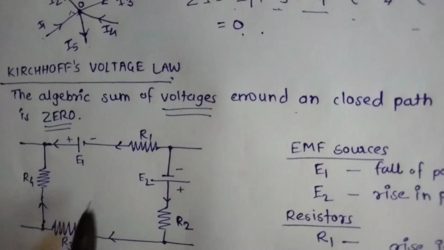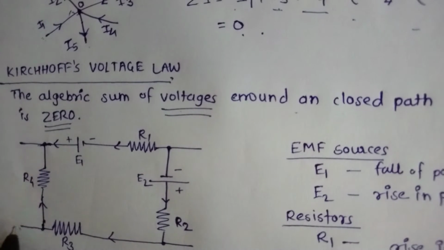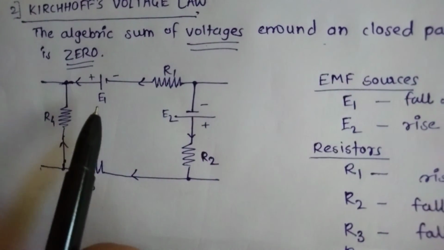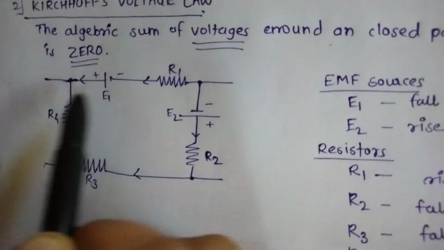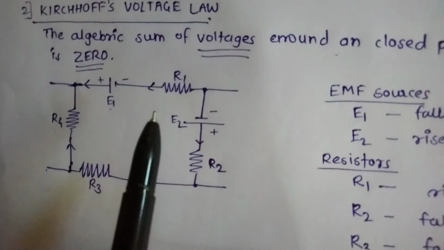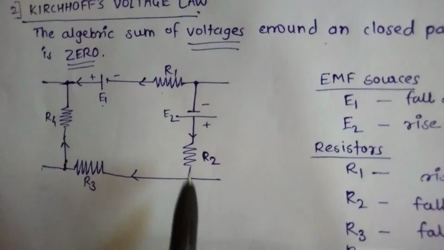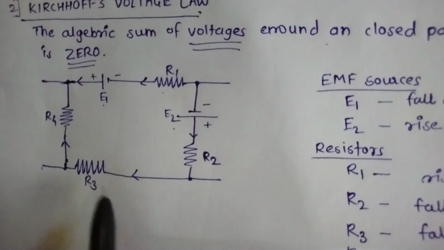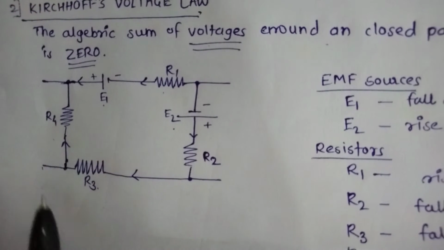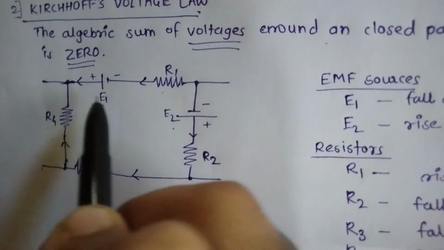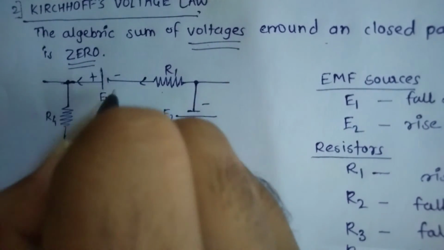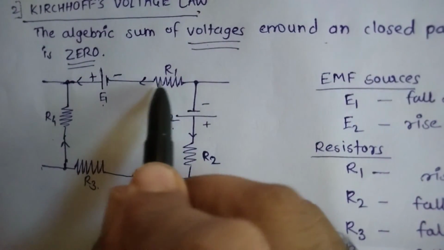So what it is saying is, consider a simple network with various components in it. In this network, it is open at this end and open at this end, but we will consider only this part of the circuit. So which components are used in this closed path? E1, that is an EMF, R1 is a resistor, E2 is a second EMF, R2 is a second resistor, and R3 and R4 respectively.